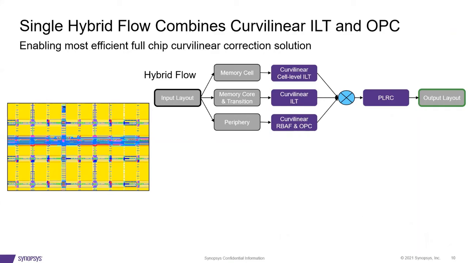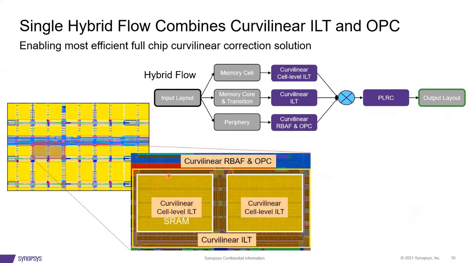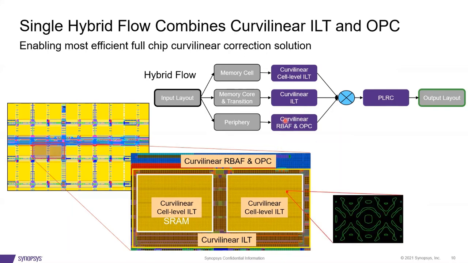Here we show how for a full design, we can build a hybrid flow, which takes the input layout and identifies different regions by their hierarchy or repetition characteristics into memory cells, where curvilinear cell-level ILT can be done. Also, memory core transition regions with less repetition than the SRAM area, where curvilinear ILT can be done. And then periphery regions on the outside, where curvilinear rule-based assist feature or OPC can be done.